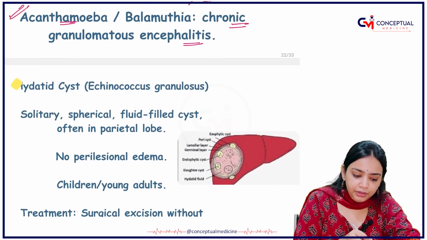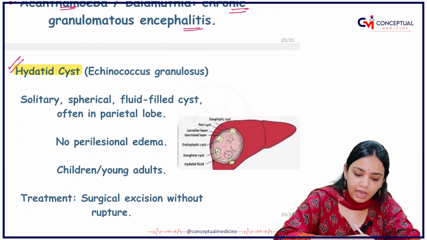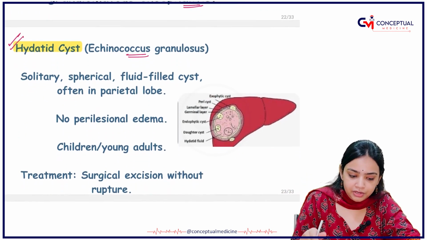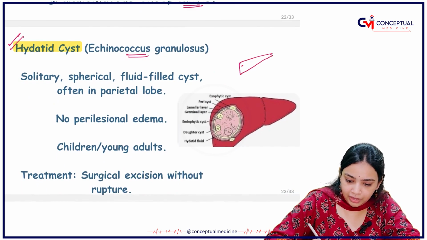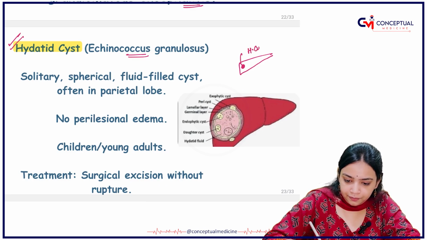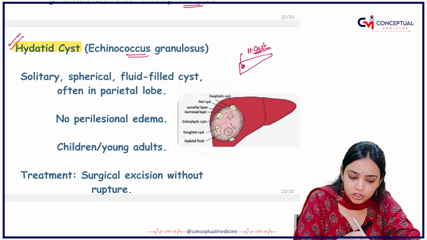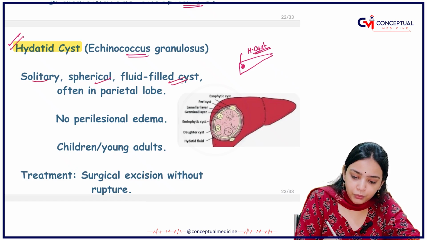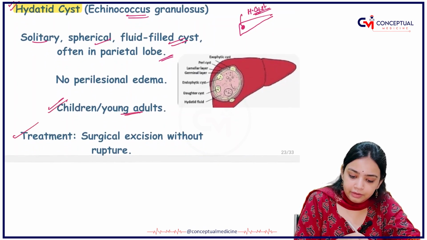Next that you have is the hydatid cyst. Hydatid cysts are caused by Echinococcus granulosus. So what are they? This is your liver, and here they will be. They are nothing but solitary, spherical and fluid-filled cysts, present in children and younger people.